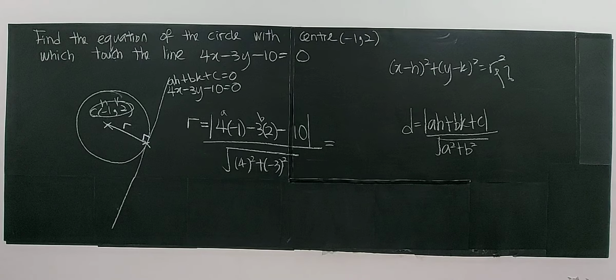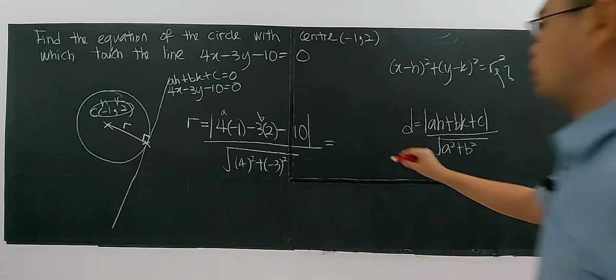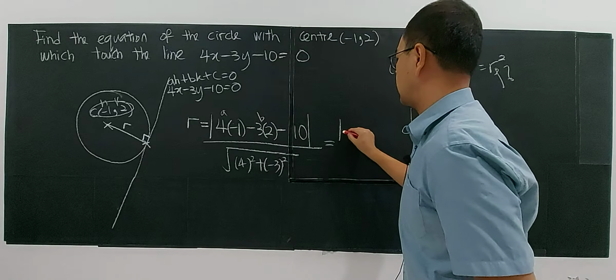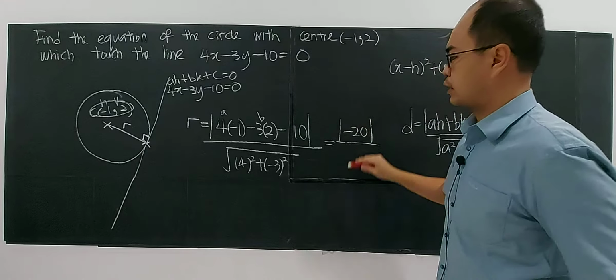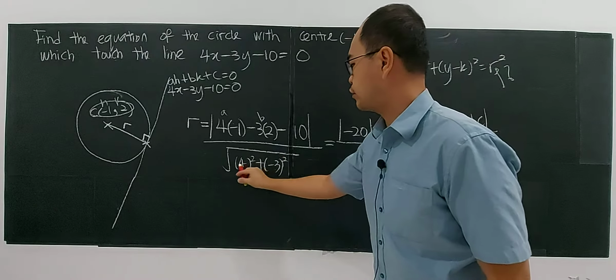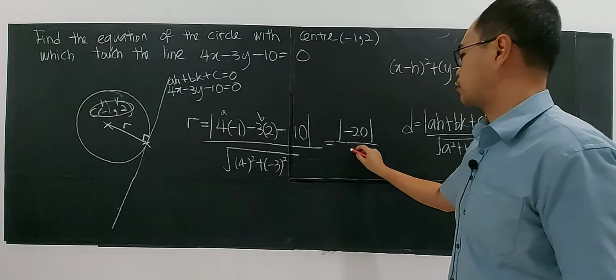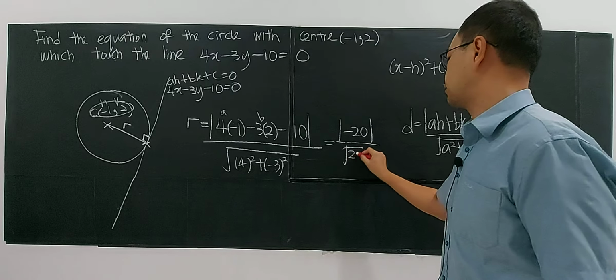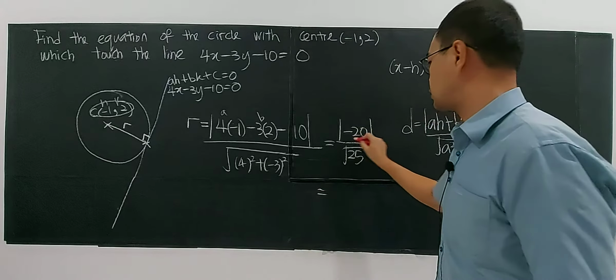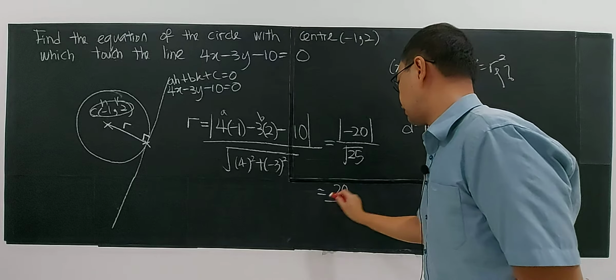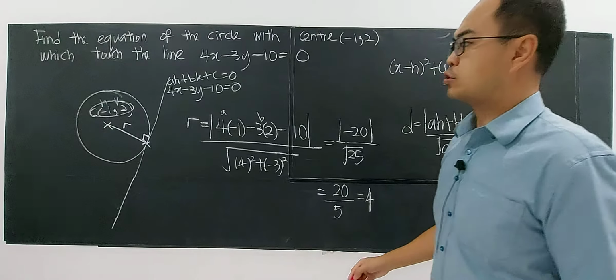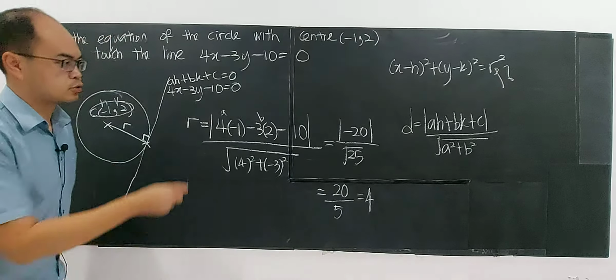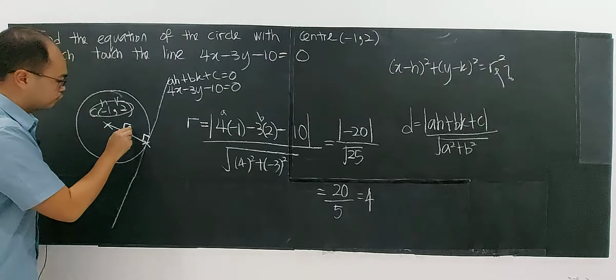We need to know the radius of this circle, which will give you the modulus, and inside here you are getting -20. That's why we need a modulus to make it positive. And the square root of 3 squared plus 4 squared, 16 plus 9 is 25, the square root of 25 is 5. So the modulus of -20 is 20, divided by 5, which gives you 4 units. This shows that the shortest distance, the radius, is 4 units.